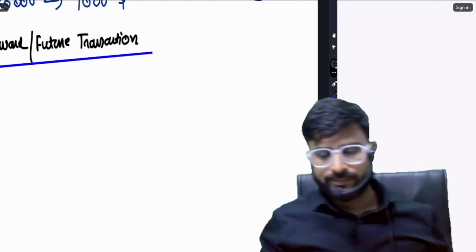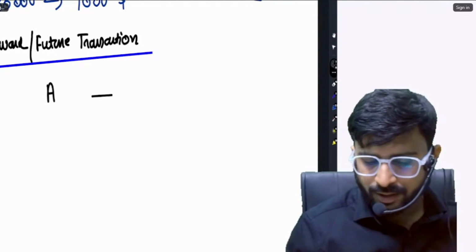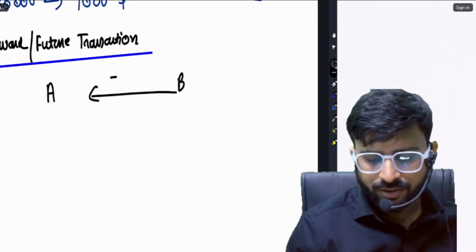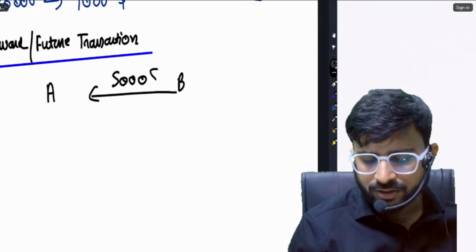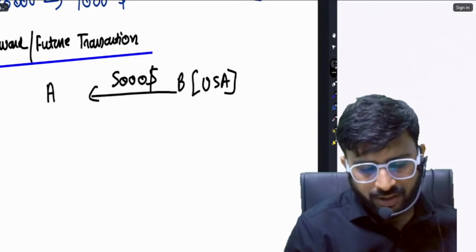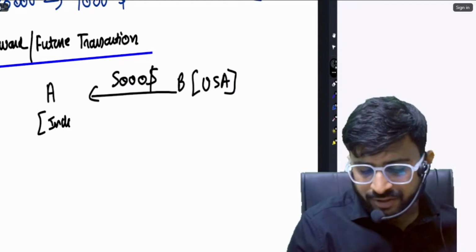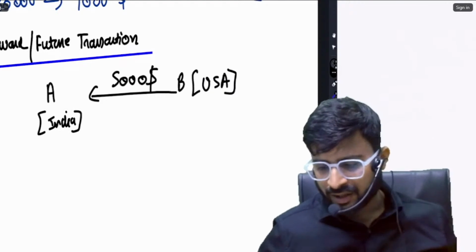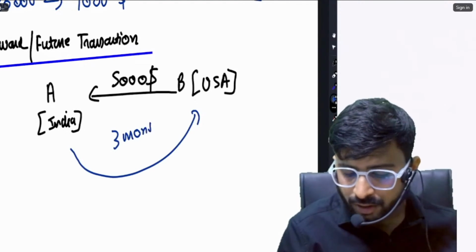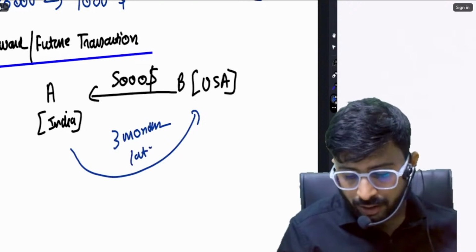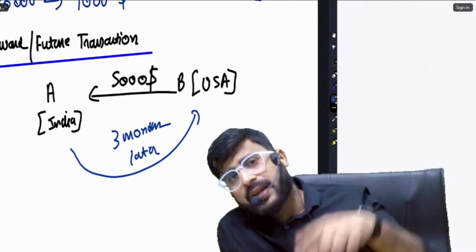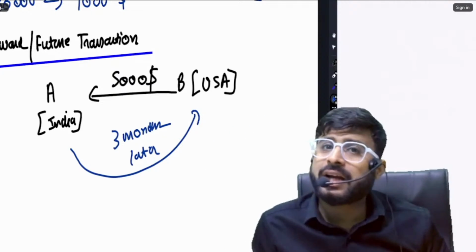Friends, suppose A imports goods worth $5,000 from America. B stays in America, A stays in India. The terms and conditions have been decided that A is going to make the payment to B 3 months later. A will pay B the $5,000, but not now, 3 months later.